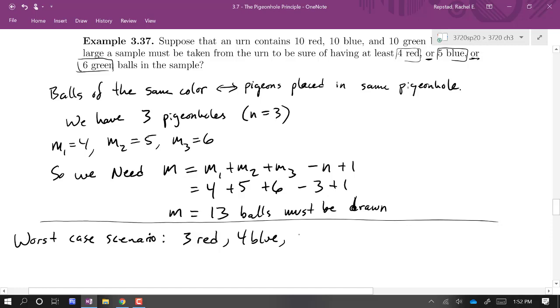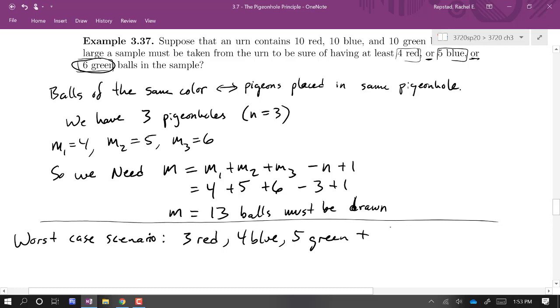And then the next one, I just need a red or a blue and I'll have it met, but I don't get a red or a blue again. I proceed to get 5 green balls, right? So by this time, I've got 12 balls that I've drawn.